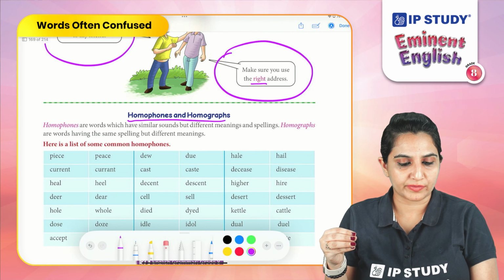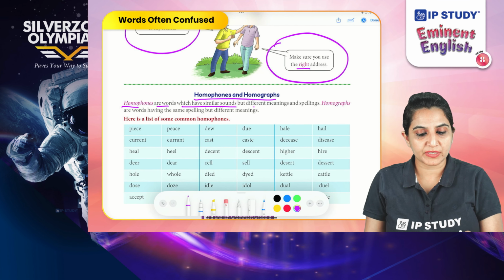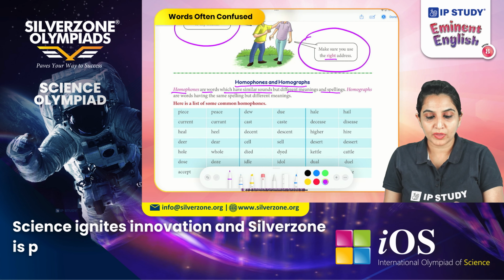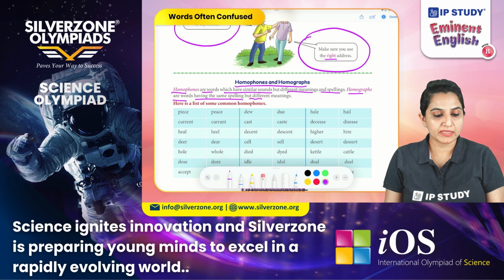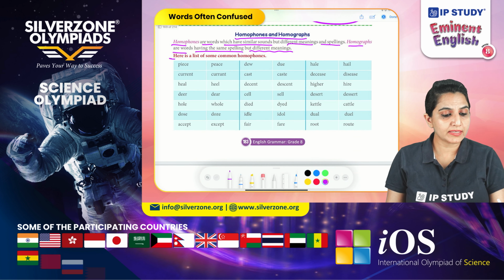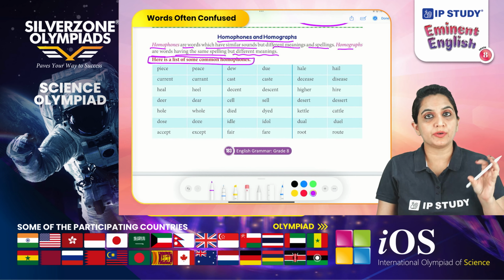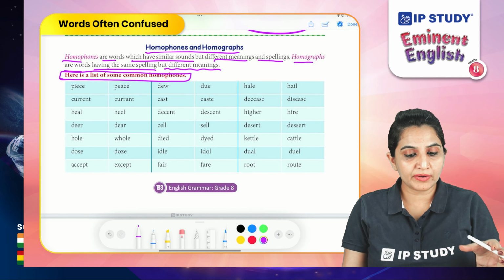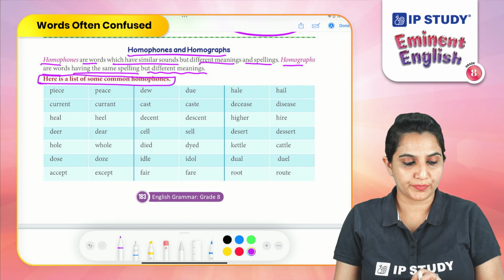Homophones and homographs. Homophones are words which have similar sounds but different meanings and spellings. Homographs are words having the same spelling but different meanings and sounds. Here in this book, you have a list of some common homophones which you can go through in detail. We will revise a few words out of this list in this video.